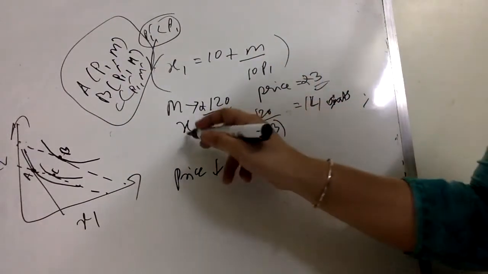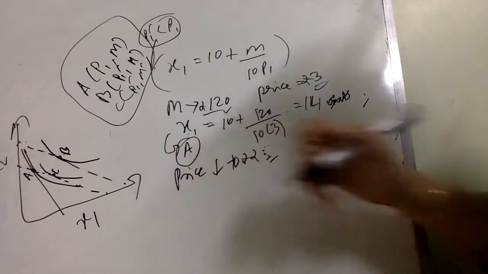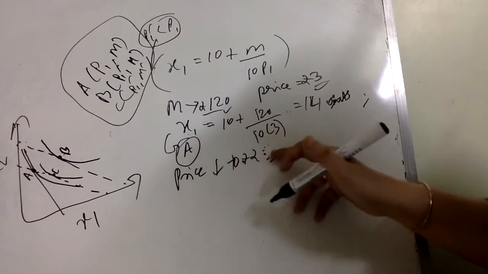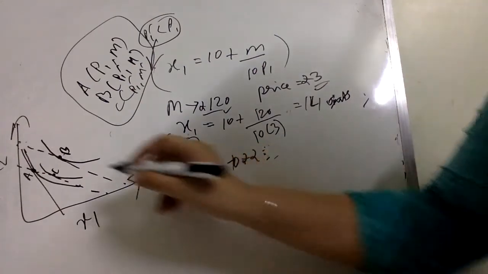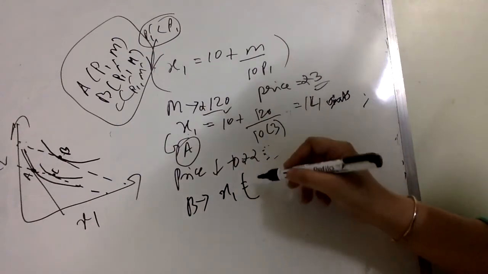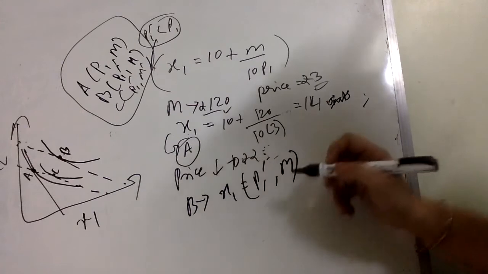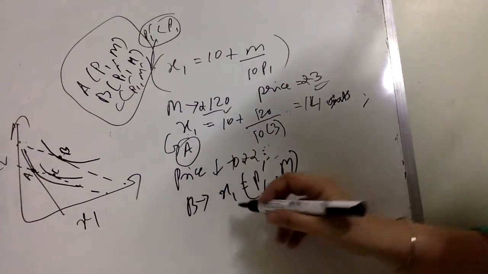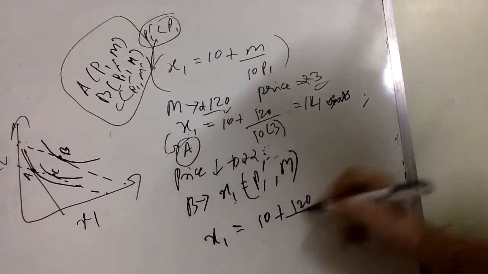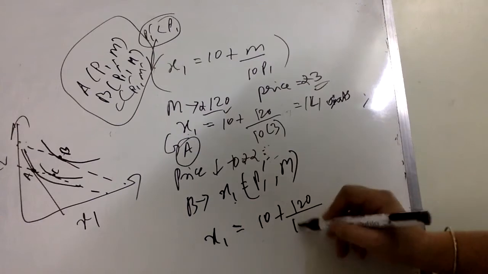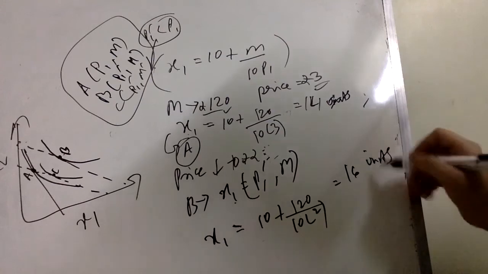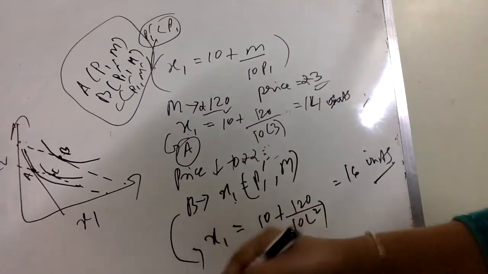So initially what we have computed is the bundle at point A. Now suppose the price has fallen to 2 rupees. At the new price level, let's compute the bundle at point B, which means x1 computed at P1 prime and M. Income is the same at 120. If you put the values here, x1 equals 10 plus 120 upon 10 into 2, which will come out to be 16 units. Now we have the bundle at point B.